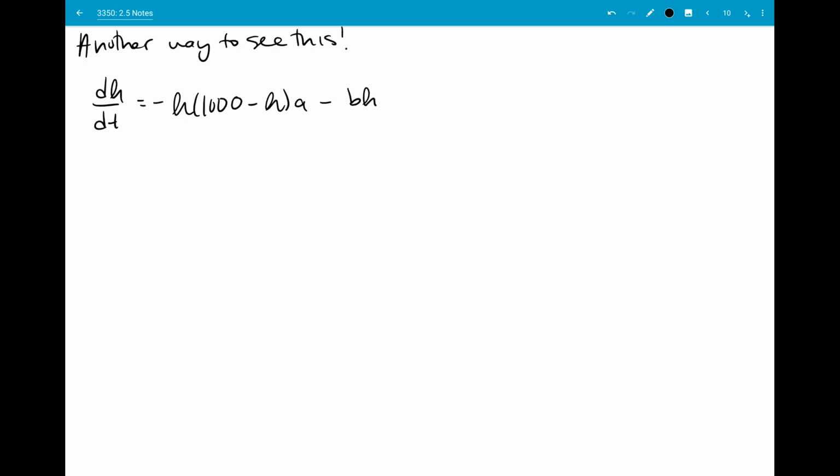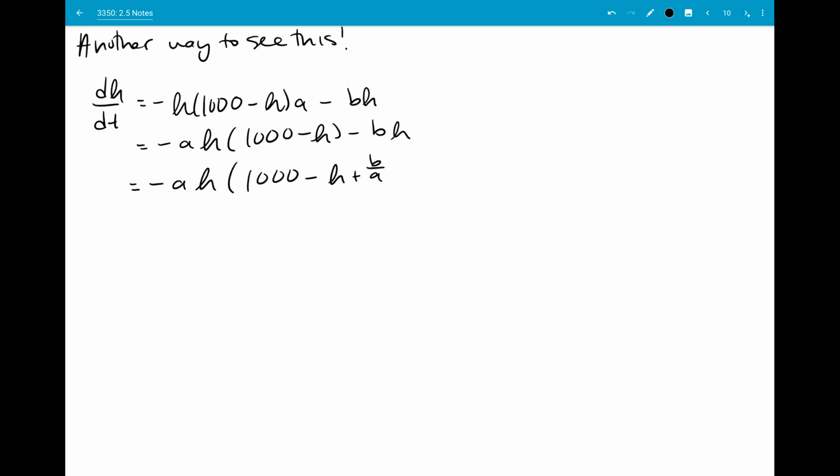And instead of multiplying everything through, I'm going to think about it a little bit different. I'm going to say that's minus a times h times 1,000 minus h minus b times h, or minus a times h times 1,000 minus h plus, let's see, b over a. So plus b over a times minus a gives me minus b. So I just brought this inside my minus a times h. Or minus a times h times 1,000 plus b over a minus h.